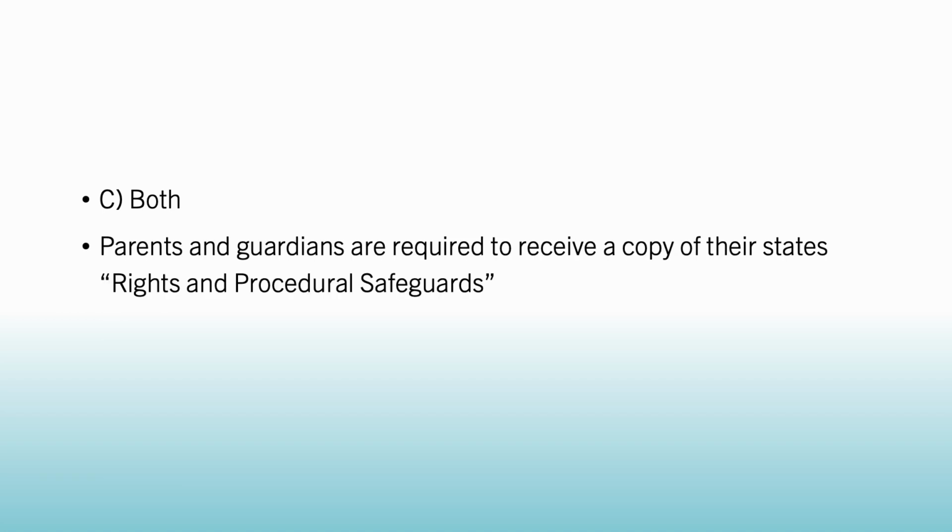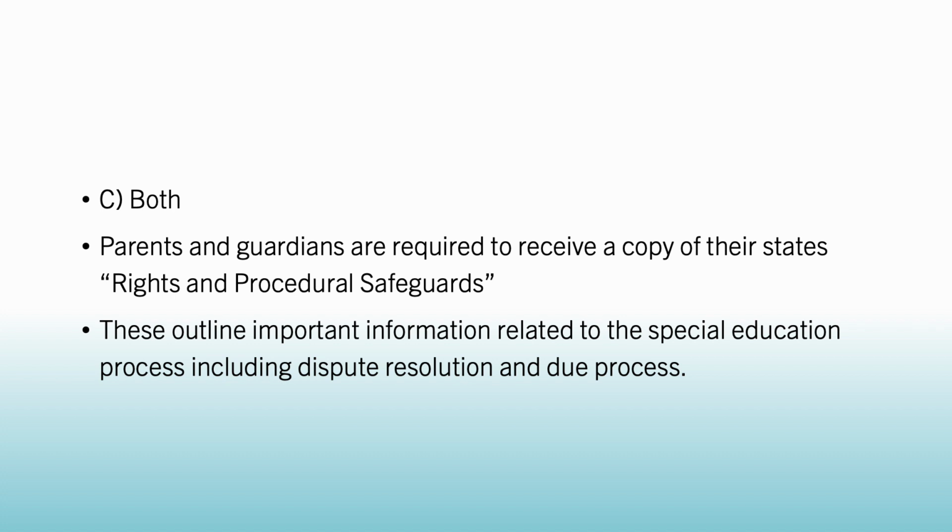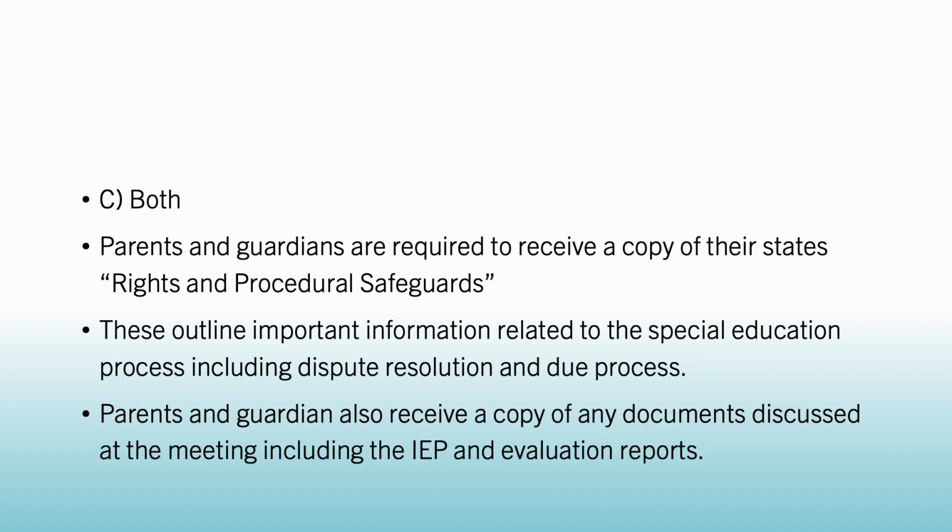Parents and guardians are required to receive a copy of their state's rights and procedural safeguards at every IEP-related meeting. These outline important information related to the special education process, including dispute resolution and due process. Parents will also receive a copy of the IEP and evaluation reports discussed at the meeting.